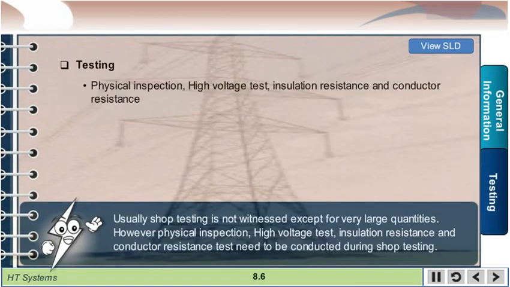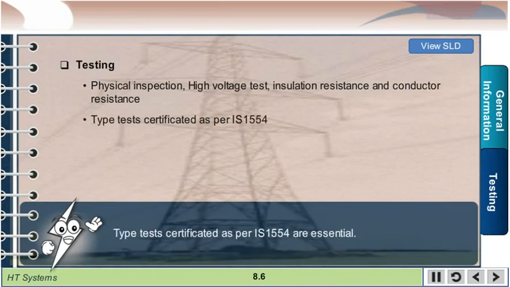Shop testing is not witnessed except for very large quantities. However, physical inspection, high voltage test, insulation resistance, and conductor resistance test need to be conducted during shop testing. Type tests certificated as per IS 1554 are essential.